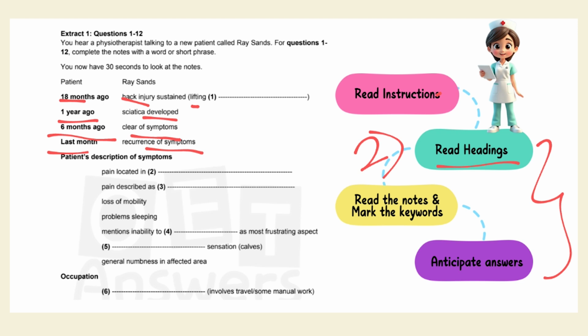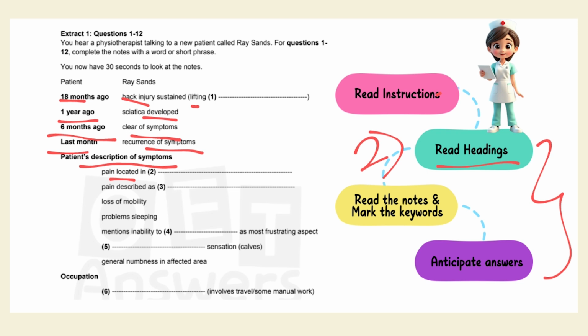Now coming to the next one, patient description of symptoms. By understanding the title, what can you understand? Description means explanation, right? Explanation of symptoms. So the patient is describing or explaining his experience of symptoms, how he experienced the symptoms. Second question, pain located in. Where can you identify or anticipate the answer? Pain located in, underline located in. Located in means in a particular body part, right? So the exact location where the patient has pain, you can anticipate the answer as either right leg or left leg.